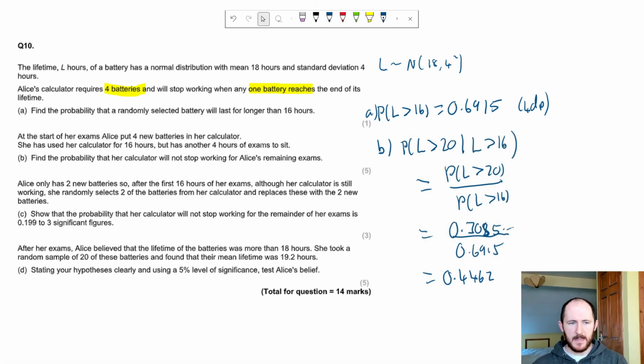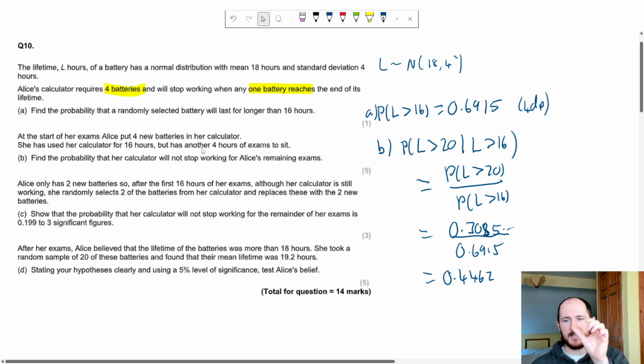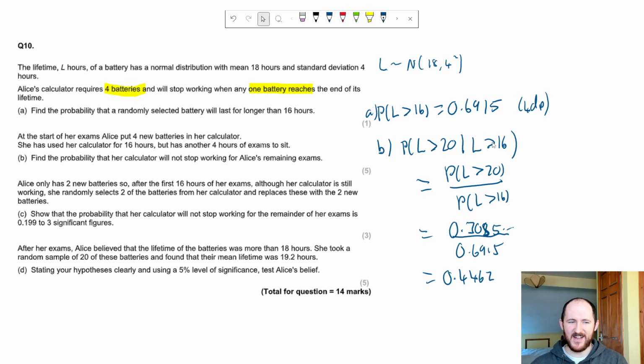So, again, just to go through it, it's already been used for 16 hours, so it's given that it's lasted more than 16 hours. What's the probability it will last more than 20? Because again, her exams are at least 20 hours. So we want it to last more than 20 hours. And it's already lasted 16 hours, so it's given that it's going to last more than 16 hours. I hope that makes sense.